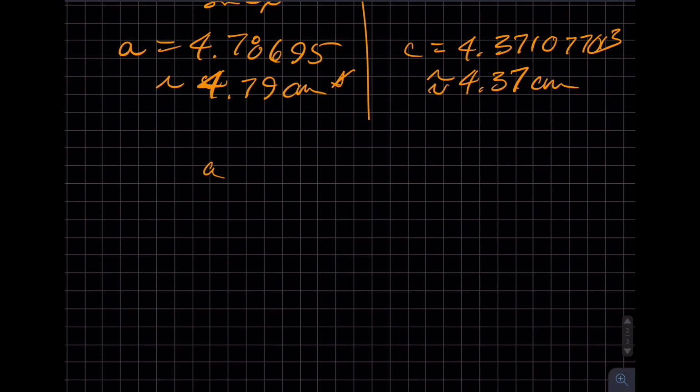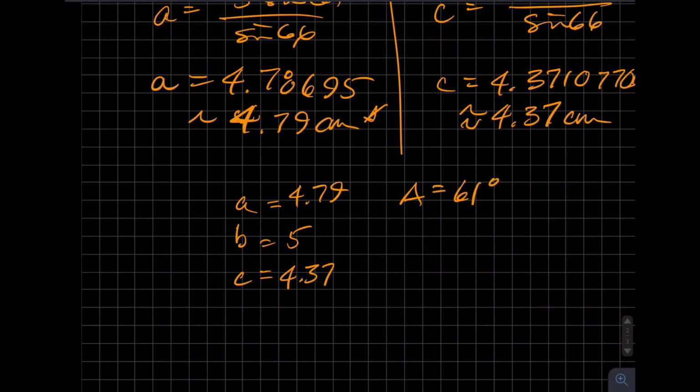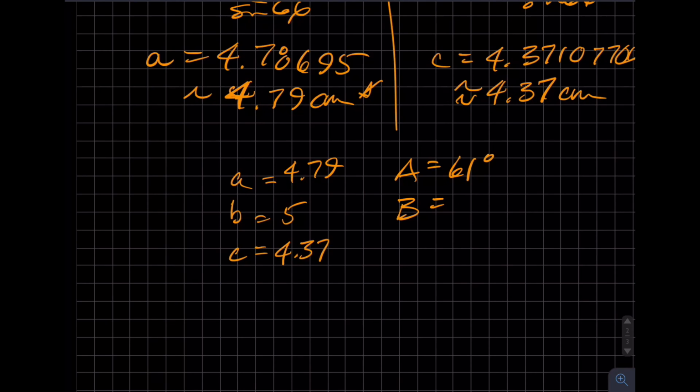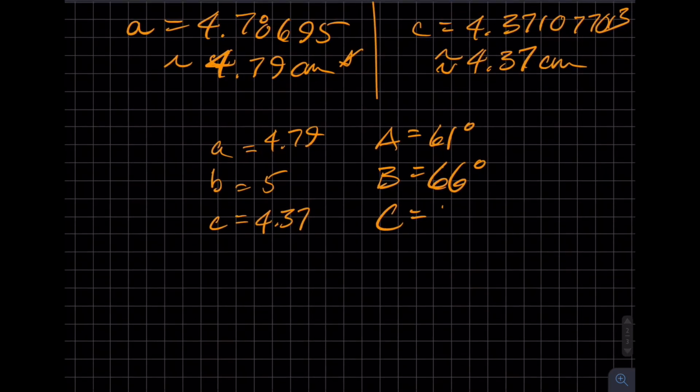Now let's line these up. I have little a, little b, little c. Little a is 4.79, little b is 5, little c is 4.37. Big A is 61 degrees. They're all really close to each other, so this is a pretty nice little test. B is 66 degrees, and big C is 53 degrees. What's the least angle measure? C. What's the shortest side? c. What's the greatest angle measure? 66. What's the longest side? b. It works.